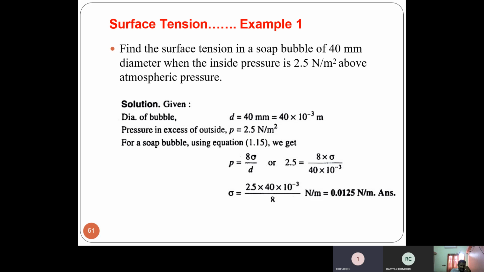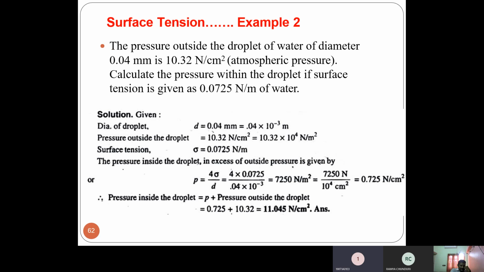And let us see another problem. The pressure outside of the droplet of water of diameter 0.4 mm is 10.32 Newton per centimeter square, atmospheric pressure. Calculate the pressure within the droplet if the surface tension of water is given as 0.0725 Newton per meter.